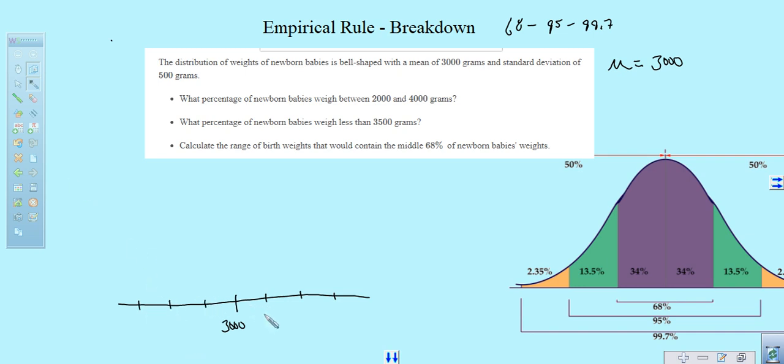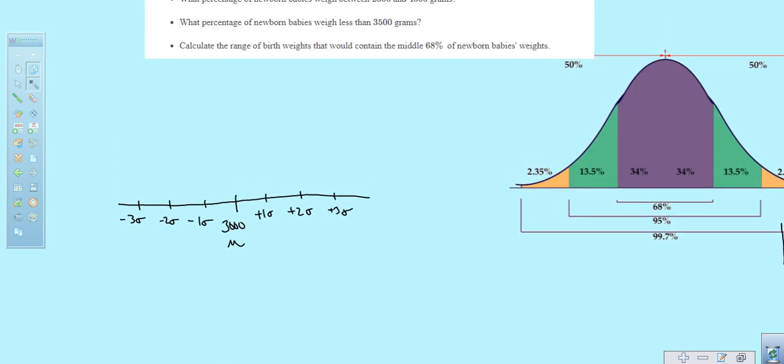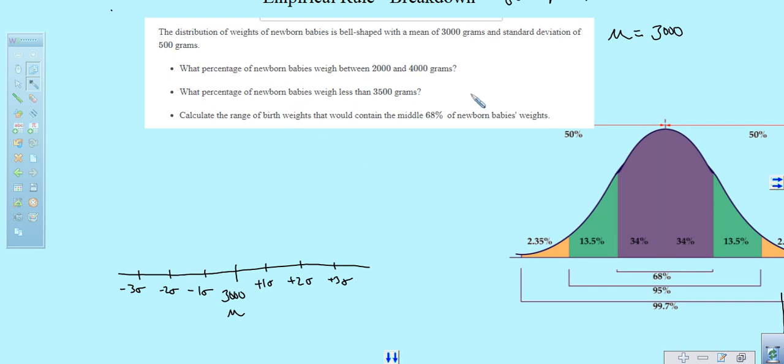And those lines represent +1 standard deviation, +2 standard deviations, +3 standard deviations. Or if I go the other way, that represents -1 standard deviation, -2 standard deviations, and -3 standard deviations. And right, with the mean being right smack in the middle. Okay, so with that said, here I am. I've set up. I begin the process of what do these numbers mean.